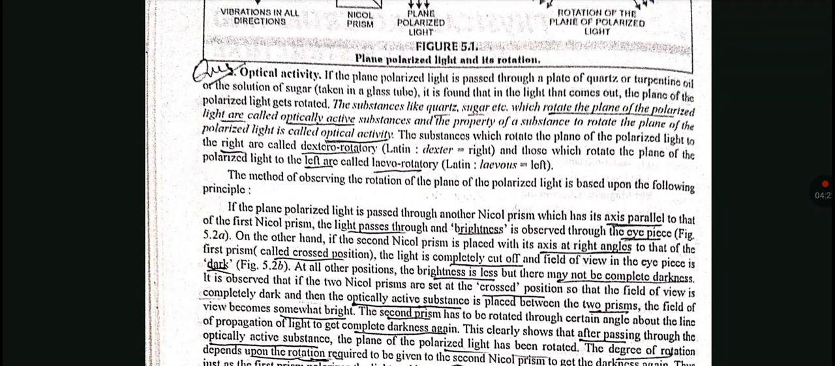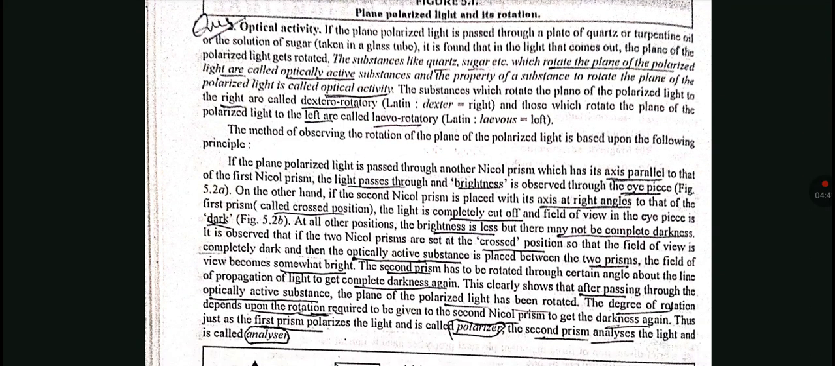It is observed that if the two Nicol prisms are set to the crossed position so that the field of view is completely dark and the optically active substance is placed between the two prisms, the field of view becomes somewhat bright. The second prism has to be rotated through a certain angle about the line of propagation of light to get complete darkness again. This clearly shows that after passing through the optically active substance, the plane polarized light has been rotated. The degree of rotation depends upon the rotation required to be given to the second Nicol prism to get the darkness again. Thus, just as the first prism polarizes the light and is called the polarizer, the second prism analyzes the light and is called the analyzer.